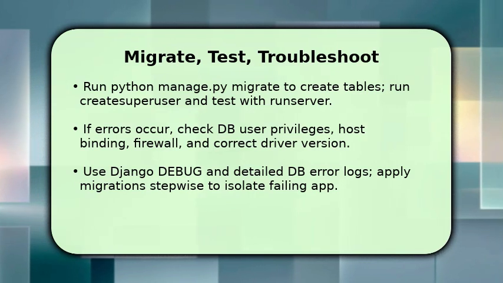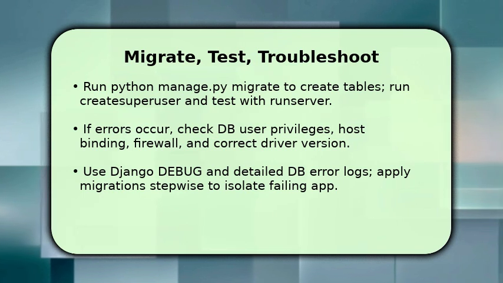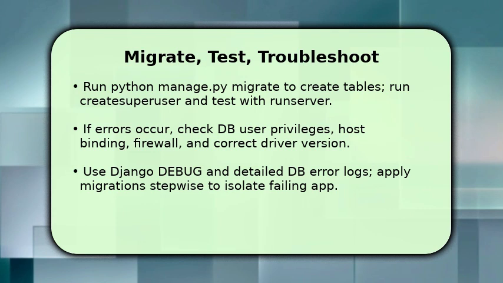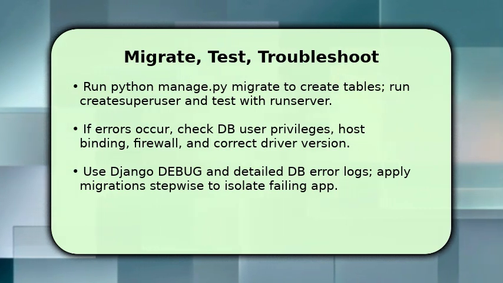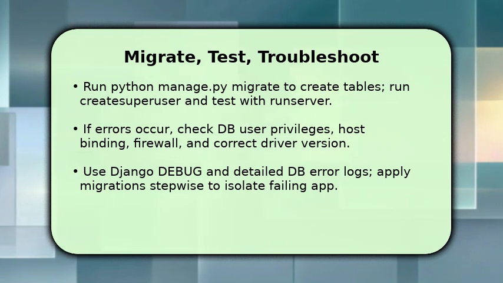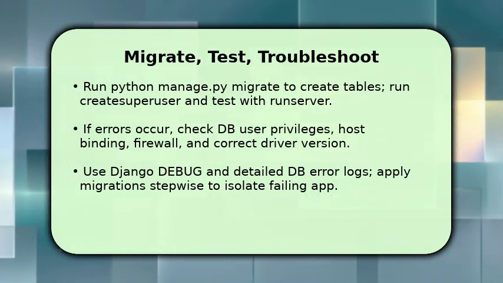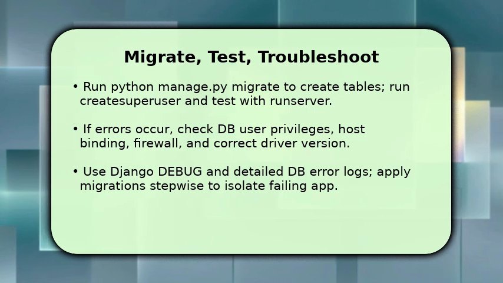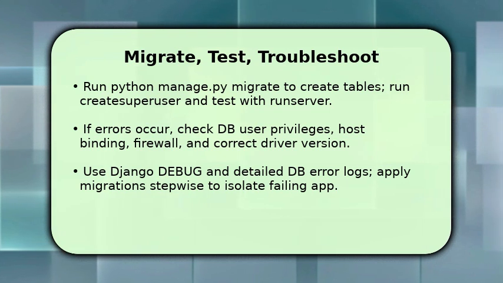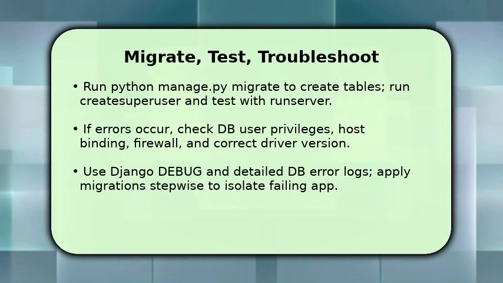Finally, run python manage.py migrate to apply migrations and create the schema, then create a superuser and start the server to test queries. If you hit errors, first verify the MySQL user has proper privileges and accepts connections from your host. Also confirm the correct driver version and that MySQL is listening on the expected port. If problems persist, enable Django debug and inspect full DB errors. Make sure to run migrations one app at a time to pinpoint failures.